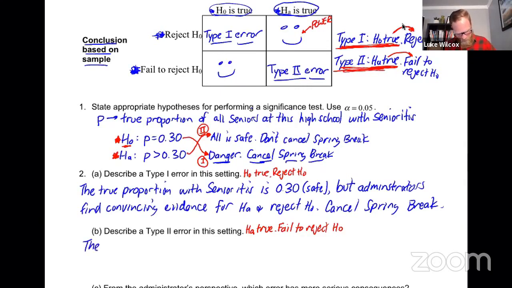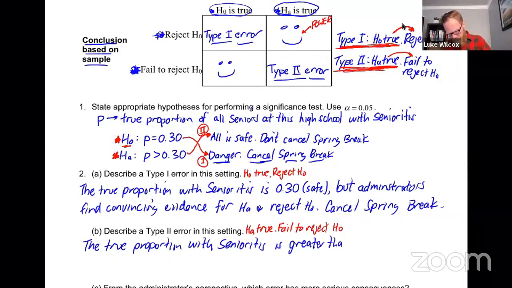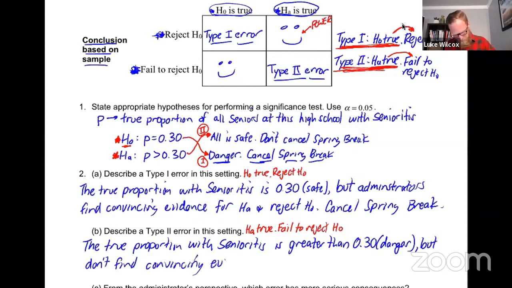So let's start by stating that the alternative hypothesis is true, which says that the true proportion with senioritis is greater than 0.30, right? Greater than 30% with senioritis. This is the danger scenario. So that's the truth. The truth is that we're in a dangerous scenario here, but the administrators are going to make the wrong choice here, and they don't find convincing evidence for the alternative, and they fail to reject H null.